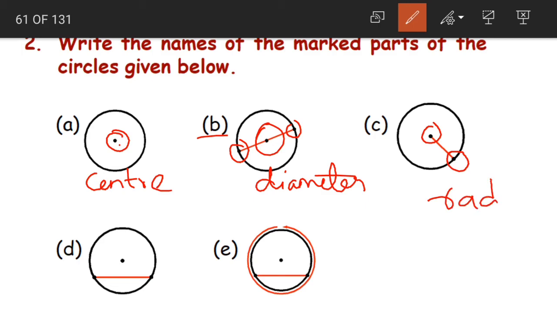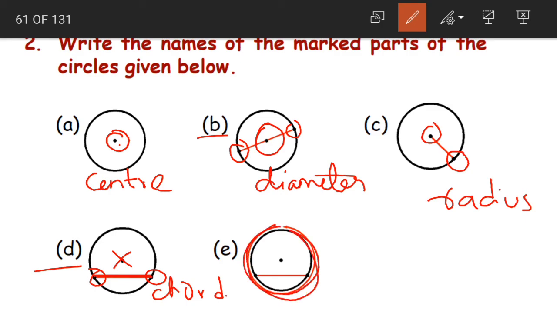So it will be radius. Now coming to D. Now D is again a line segment that is joining 2 points on the circle. It is not passing through the center, so it is simply a chord. Now coming to E, see what is it?